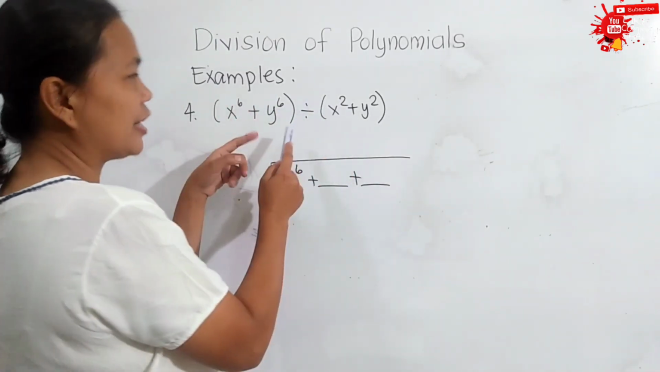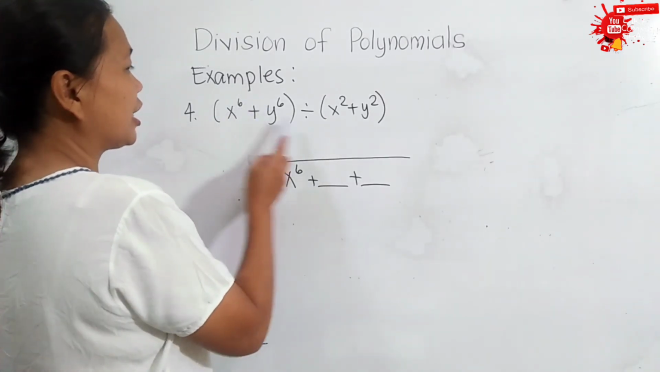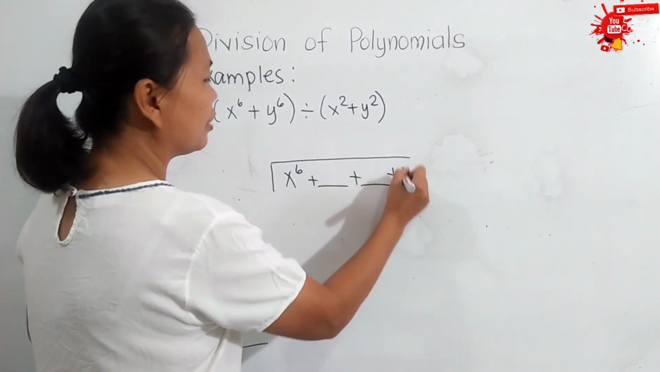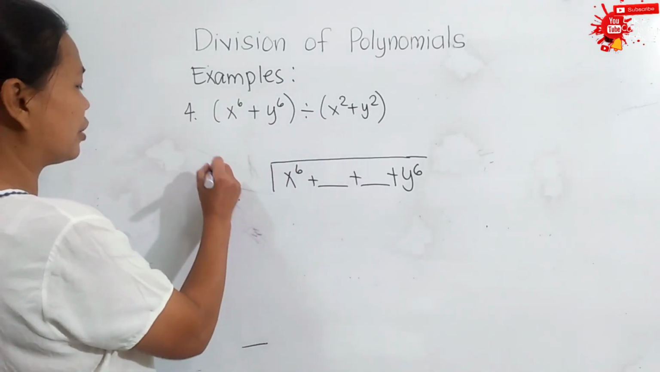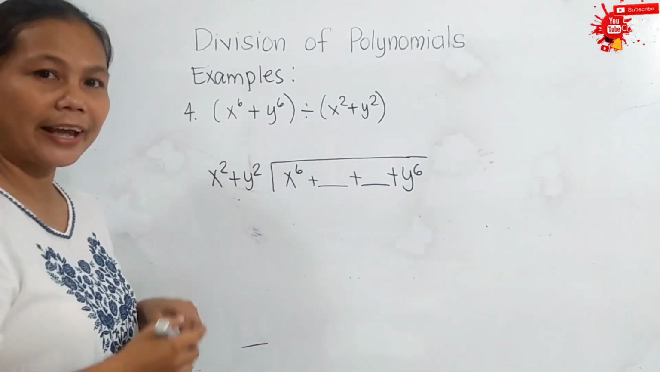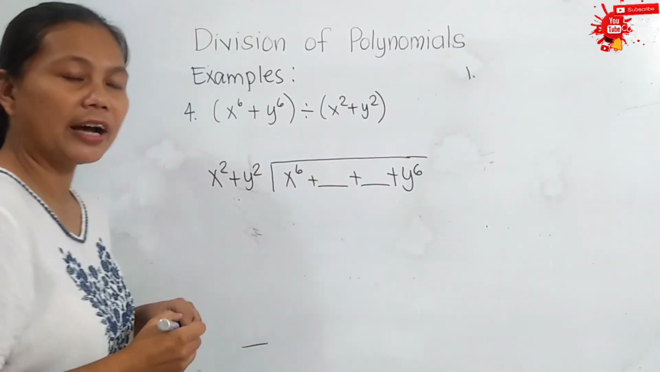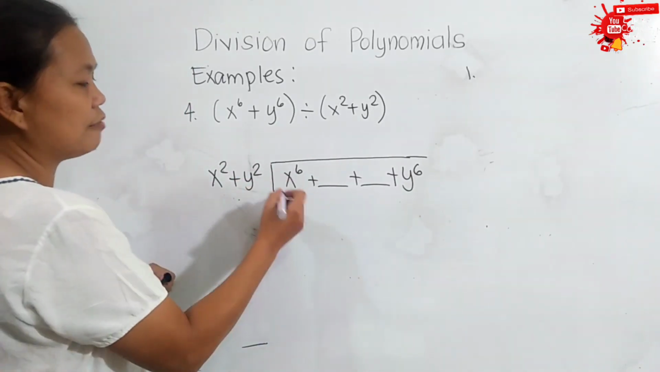So, may dalawang difference na 4 at saka yung kasunod na ay 2. Kaya dalawa. Okay? Then, positive y raised to 6. Then, we have the divisor, x squared plus y squared. So, again, ang ating unang step, first term of the dividend divided by the first term of the divisor.